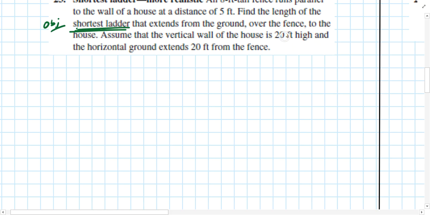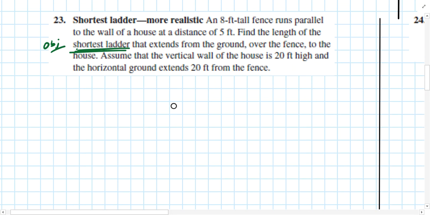Assume that the vertical wall of the house is 20 feet high and the horizontal ground extends 20 feet from the fence. Now, what these two numbers at the end are doing is giving us a limitation or a constraint on our domain. It doesn't actually give us a constraint function. I'll talk about that as we identify our solution. The constraints that we're actually going to be working with are this value here, that the fence is 8 feet tall and that it's at a distance of 5 feet from the house.